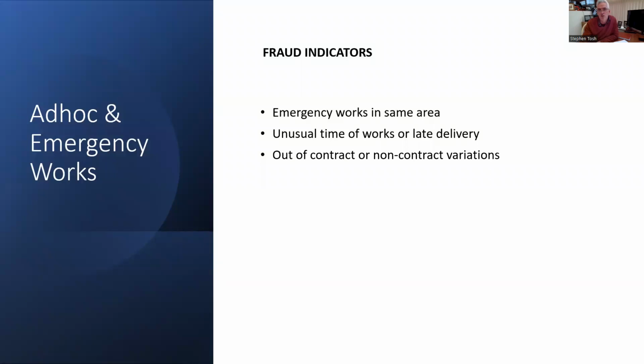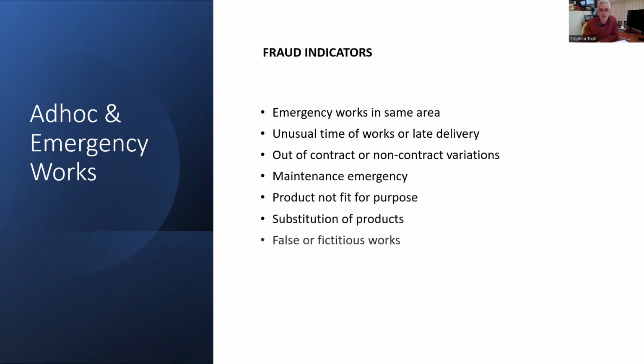Again, out of contract or non-contract variations. Again, maintenance and medicine we talked about, not fit for purpose, product substitution, false and fictitious work, and high call-out rates. Again, certainly one to look at. Where there are high call-out rates, is there a common theme in being called out, particularly at the weekend? Again, inspection records. Is it something that's in place? And if it's missing, is it falsified? If it's missing particularly, is there a risk?